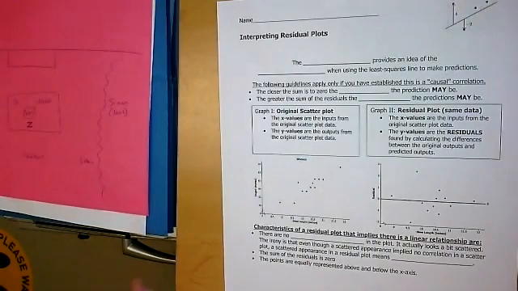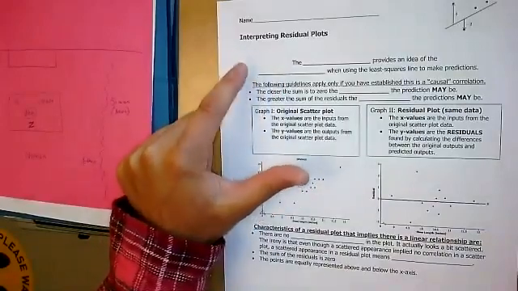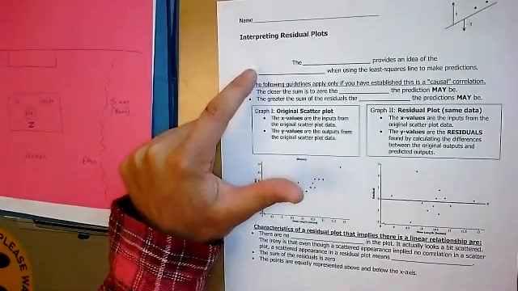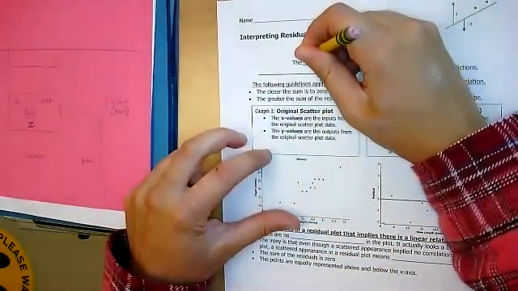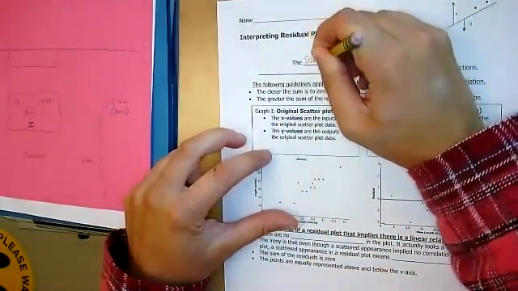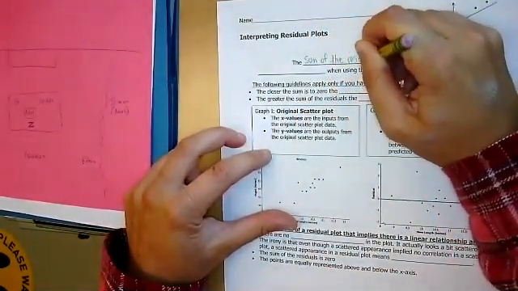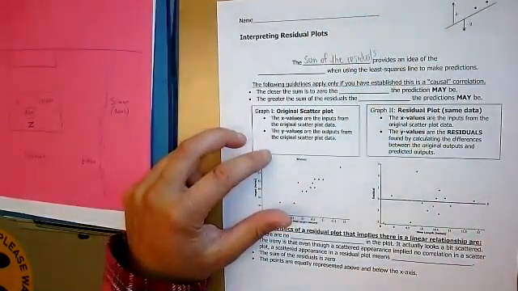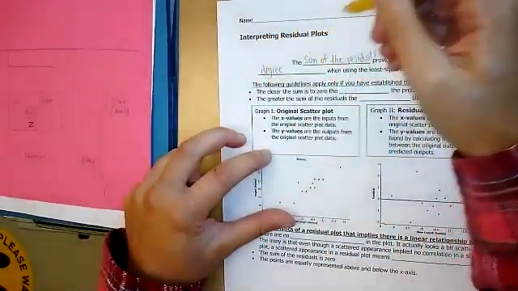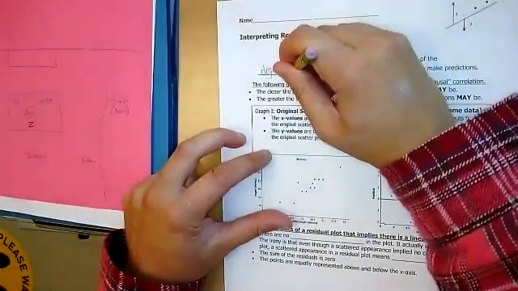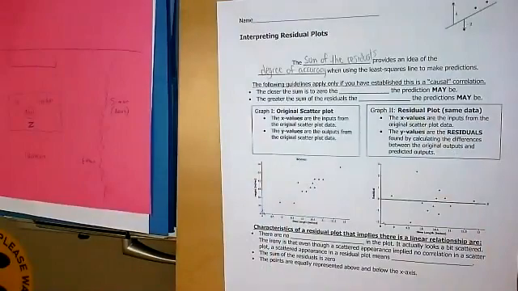So a couple of fill in the blanks here, okay? Interpreting residual plots, it says the blank provides an idea of the blank when using the least squares line to make a prediction. Okay, so least squares line we're going to be referring to as our line of best fit. So the sum of the residuals, meaning when you add up all your residuals, okay, provides an idea of the degree of accuracy, meaning how accurate is our information. Degree of accuracy when using the least squares line to make predictions.